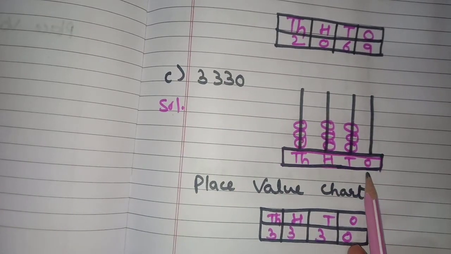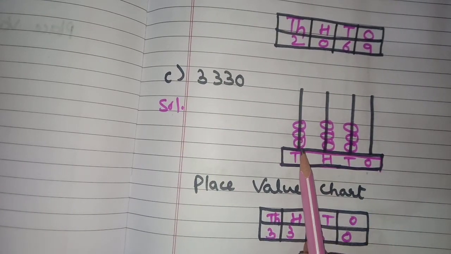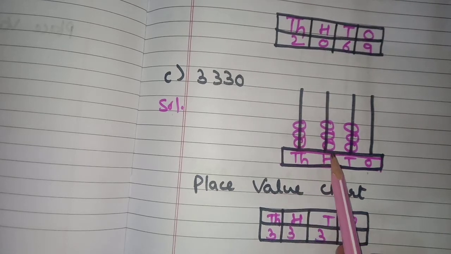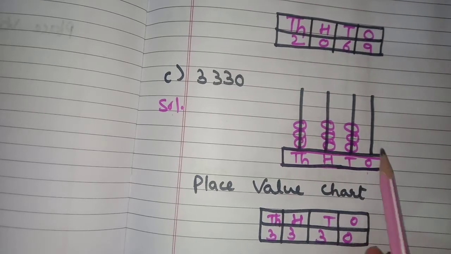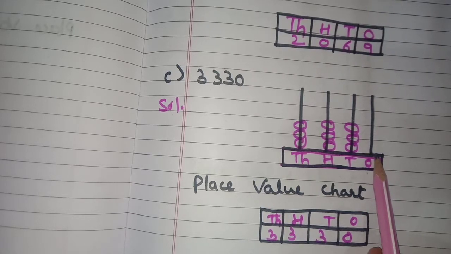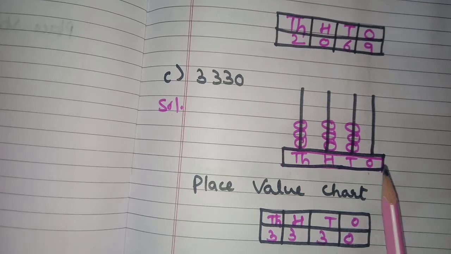Now part C. Now here the number is 3330. Again we have to make the abacus. First of all we will just draw 3 beads. After that 3 beads, then again 3 beads. Then we have to draw no bead. There will be no bead on the ones spike. Fine. Now we will just make the place value chart for this number.